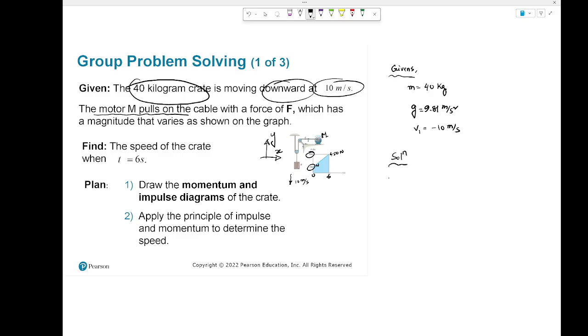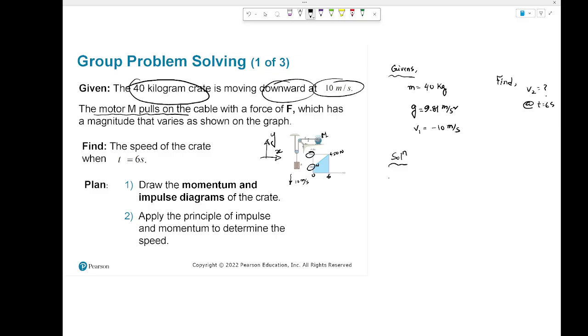You've got to find V2, the final velocity at time t equal to 6 seconds.